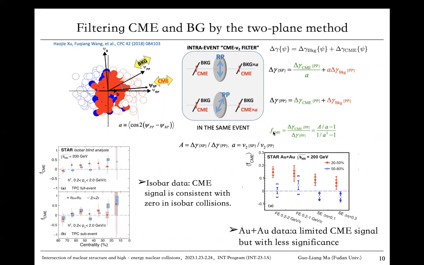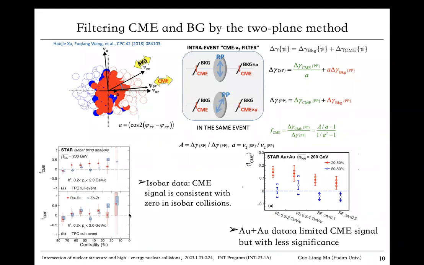We get F, defined as the Δγ of CME relative to the participant plane over the Δγ relative to the participant plane. It means the fraction of the CME signal inside the total observable. The fraction can be determined by the two ratios, capital A and small a. The capital A is the Δγ ratio, and the small a is the V2 ratio. These two ratios can be measured experimentally, and once we measure them, we can calculate the CME fraction using this equation.